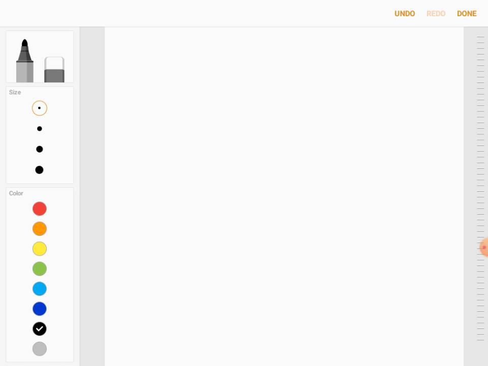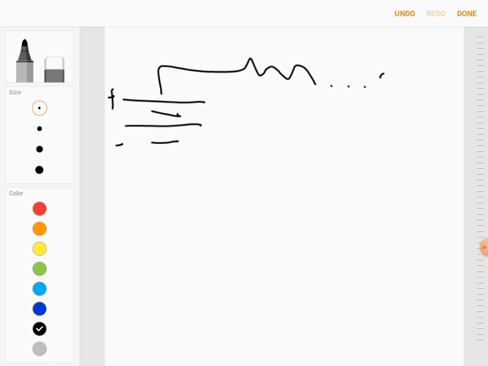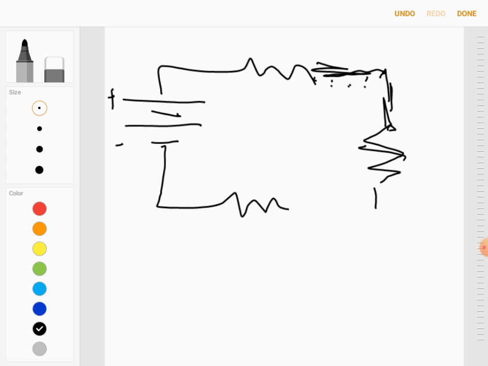It is going to look like this. Here's the battery. Then there's a resistor right here. Then another resistor right there. And one right there.